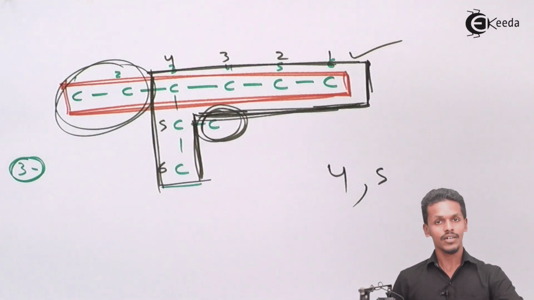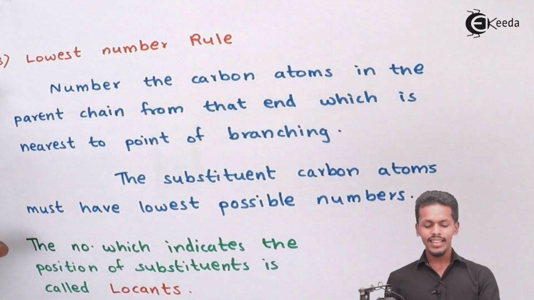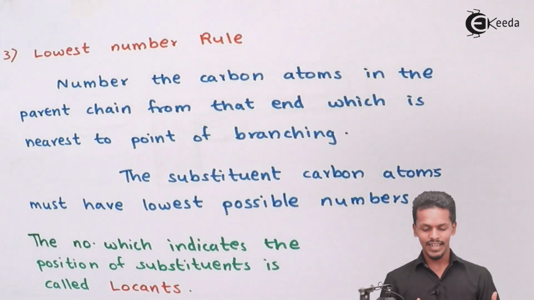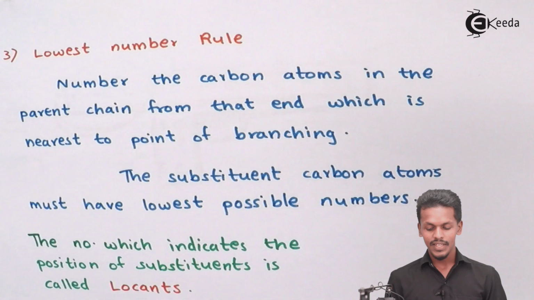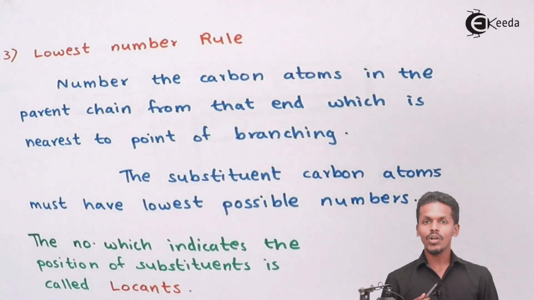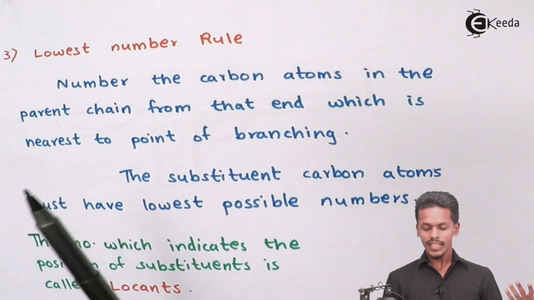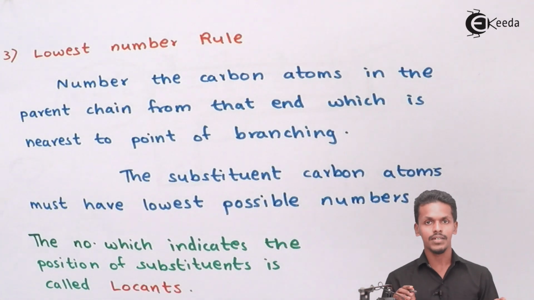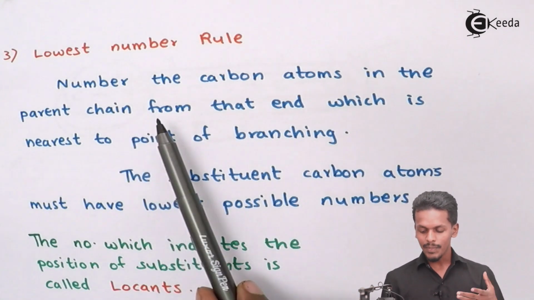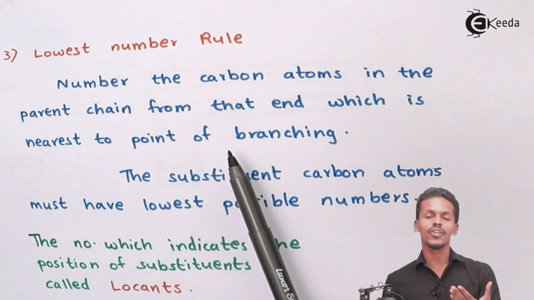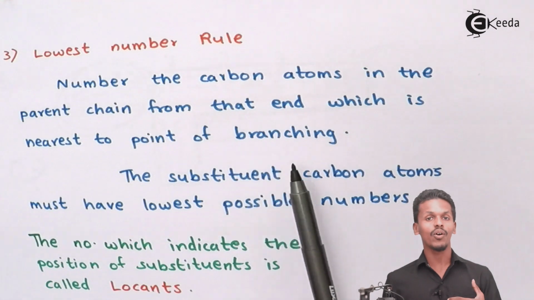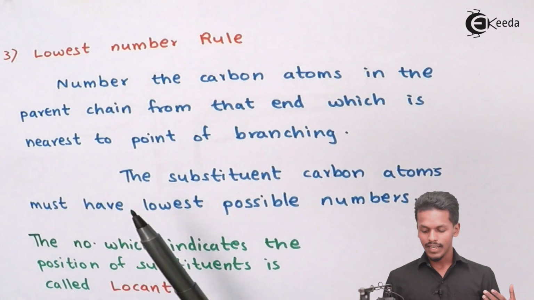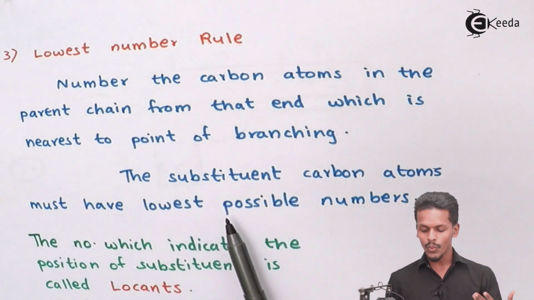Now going towards the third rule. These are not specified as numbers, but these are the rules that we are following. So let us go with the next one, that is the lowest number rule. What does this rule say? It says to number the carbon atoms in the parent chain. The parent chain is the longest chain that we have chosen. We should number from the end which is nearest to the point of branching. And the substituent carbon atoms must have the lowest possible number.